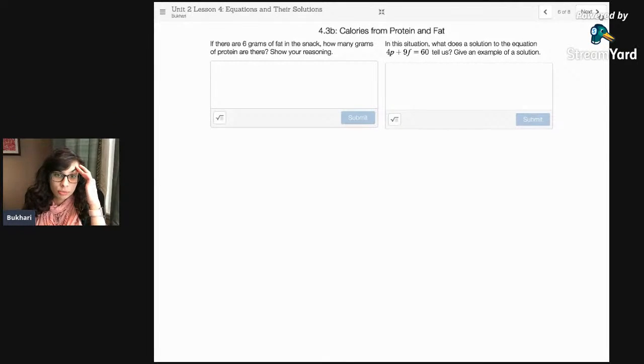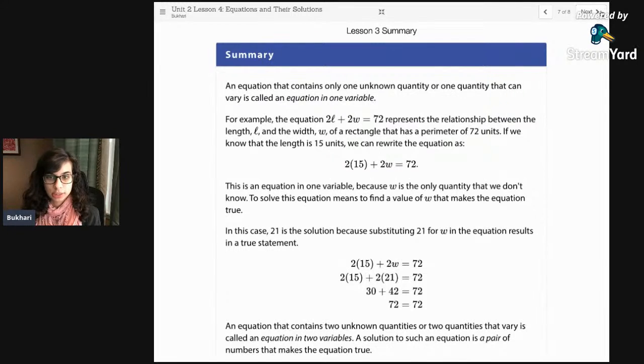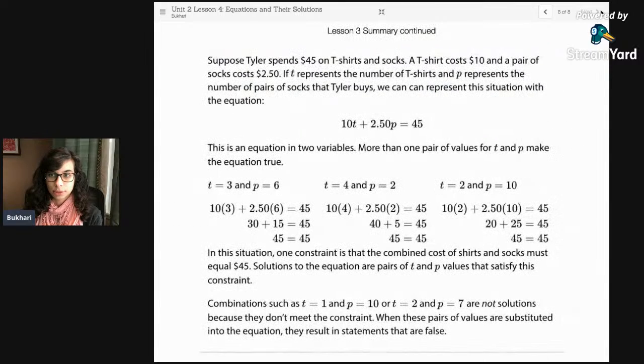We want to think about this in a real world context, right? How can I use the solution and understand it in my context? And so then we always finish up with our lesson summary. So if anything that you missed from this video, you can always reread again in the lesson 3 summary. And so if you have any questions, please let me know.